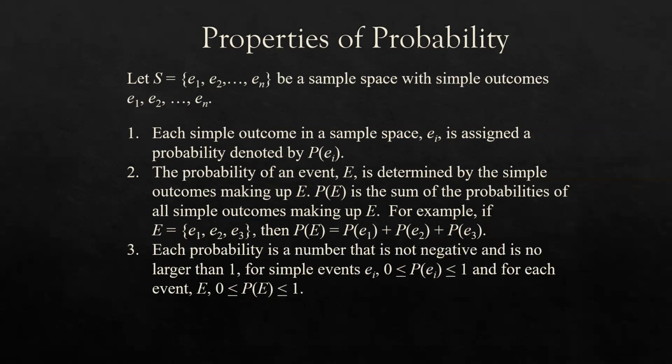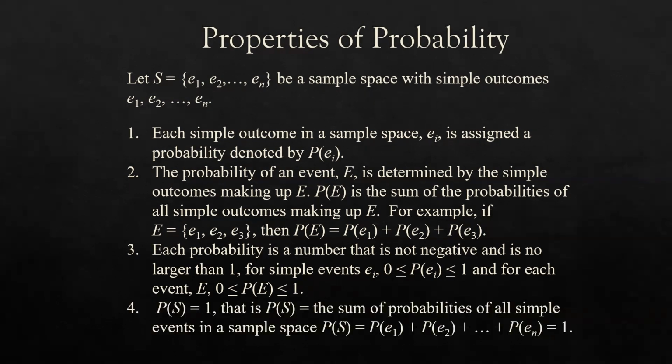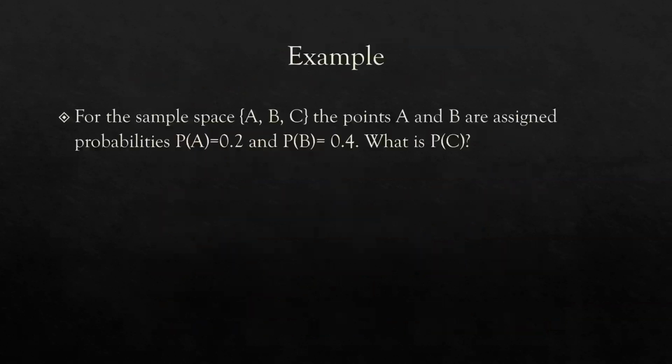The third property says that a probability is going to be a number between 0 and 1, including 0 and 1. So probability is not going to be negative, and it's not going to be anything greater than 1. Probability can't go over 100%, or we can't have a negative 42% probability that something's going to happen. So we've got to stay between 0 and 1, between 0% and 100%. And I also mentioned this in that last example, that the sum of the probabilities of all simple events in the sample space need to add up to 1.